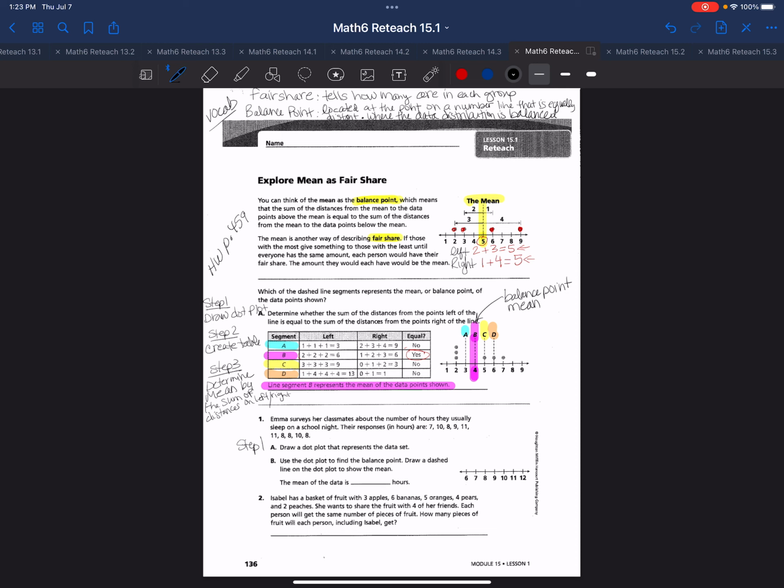So step 1, draw a dot plot to represent the data. They've done the number line for us here, so let's go ahead and complete that. So I have 7, so I need to put a dot there, and then I have 10. I usually cross out as I go so I don't get confused. And then here we have 8, 8, 8, so 3 more 8s. 1, 2, 3, and then a 10. Okay.